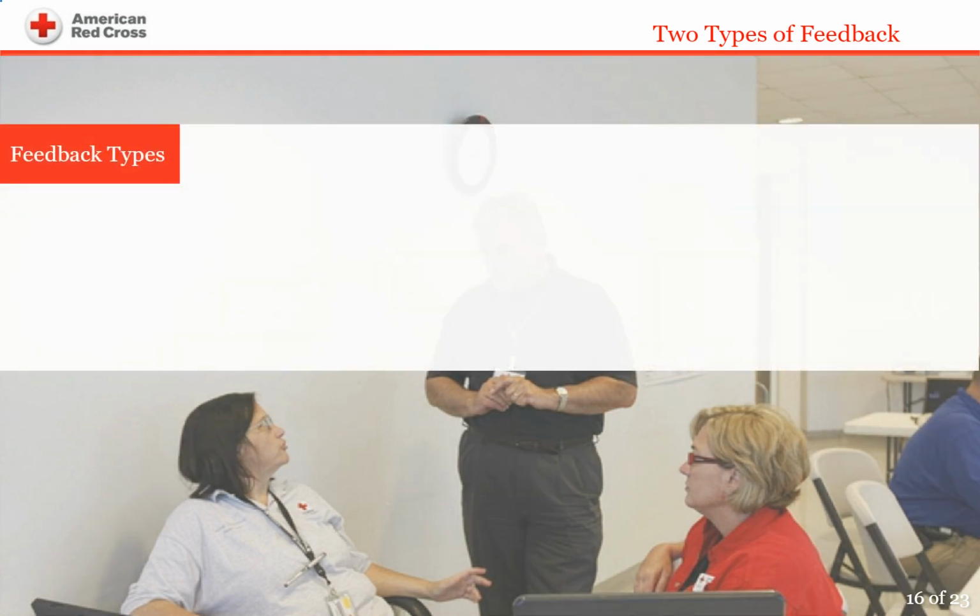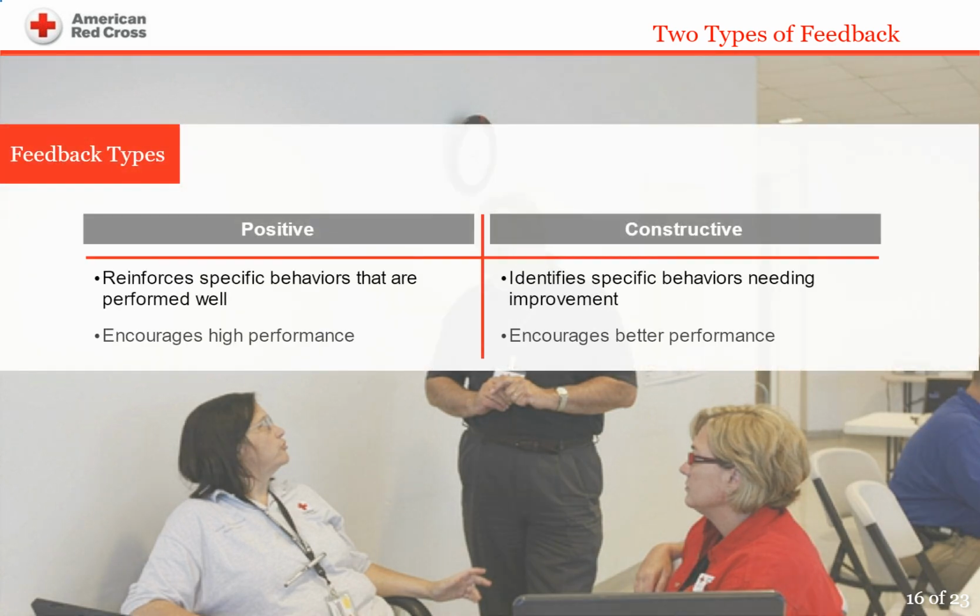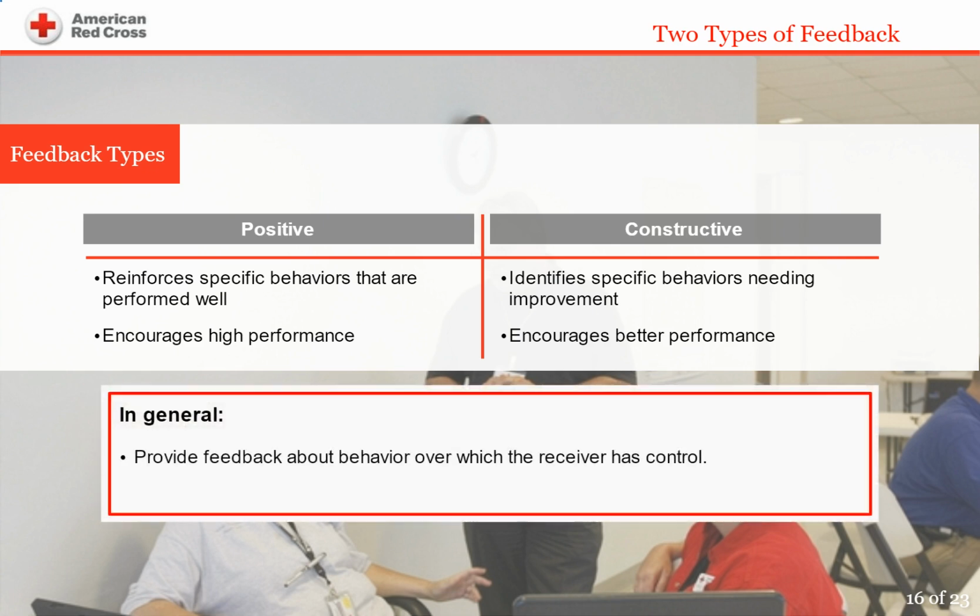There are 2 types of feedback, positive and constructive. Both types should have high performance as their goal, and both types occur on a response as well as during steady state. The way you give feedback can affect how or whether the volunteer accepts your feedback. Provide feedback about behavior over which the receiver has control. If the feedback is of a personal nature, be sensitive to the time and place.